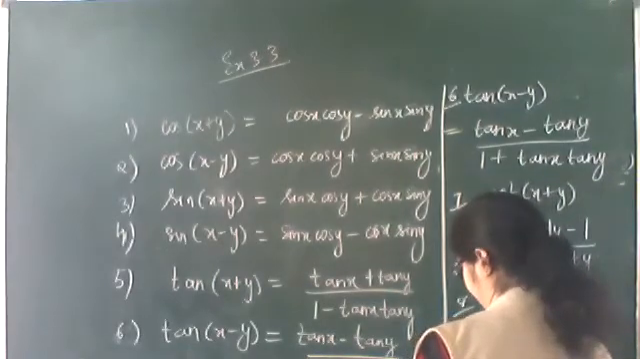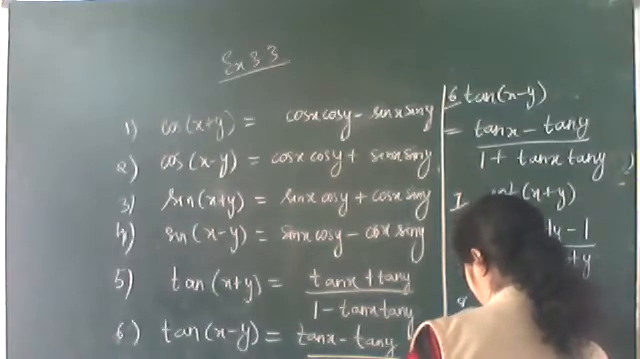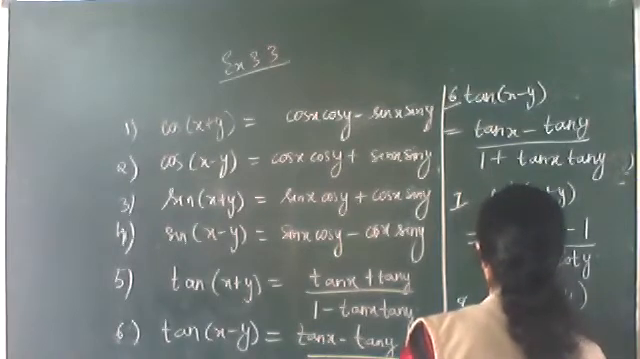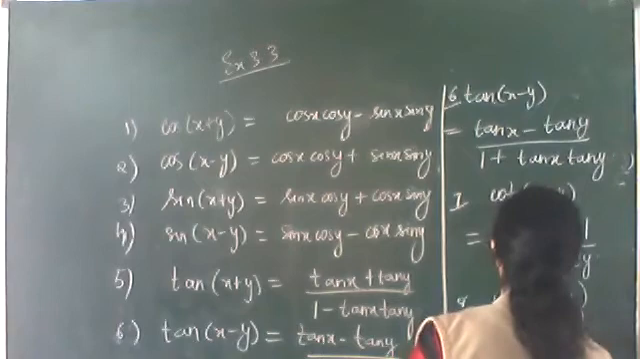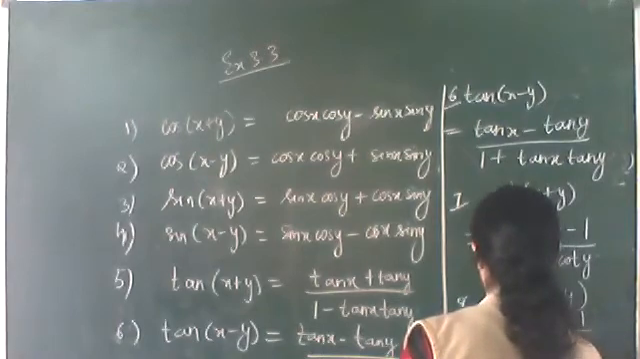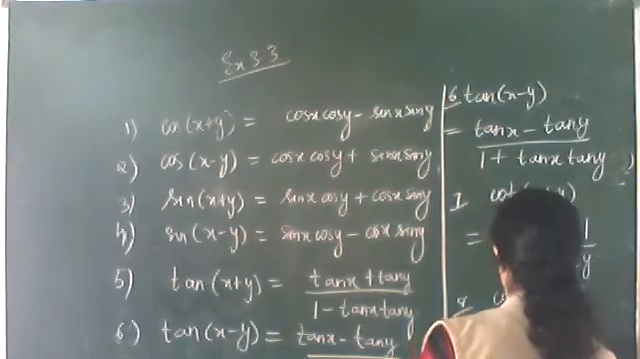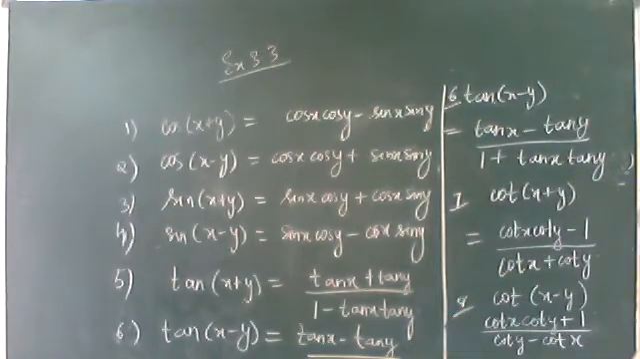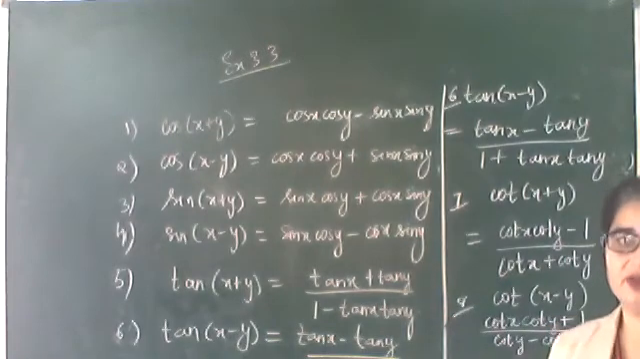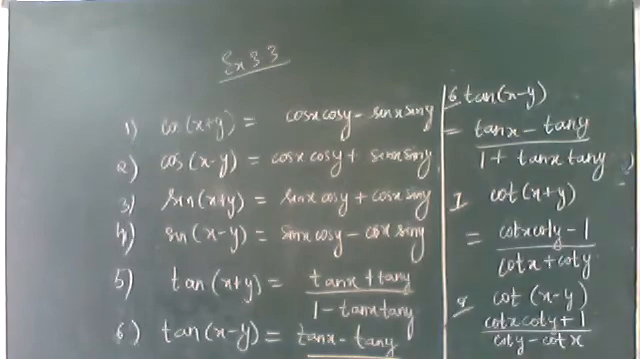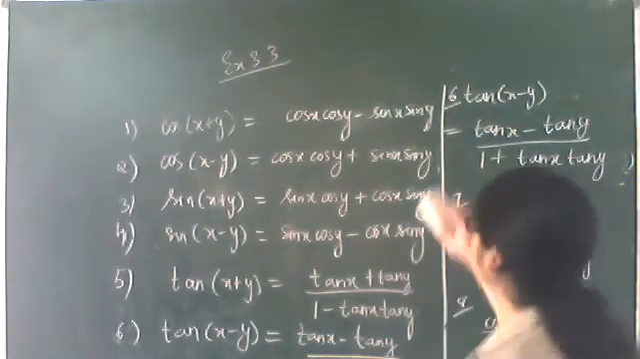cot x cot y minus 1, sorry, cot x cot y plus 1 upon cot y minus cot x. Cot of y minus cot of x. Now it is visible? Yes, it is visible now. So these are your 8 formulas. Now I'll rub these first 6 formulas from this side so that I can write more.